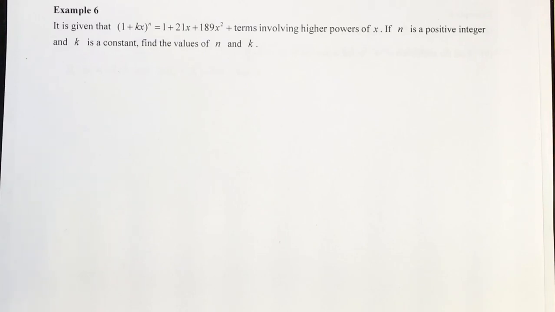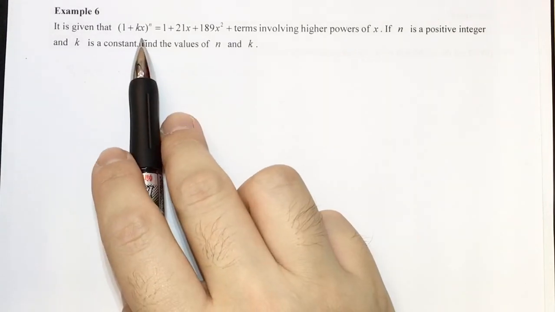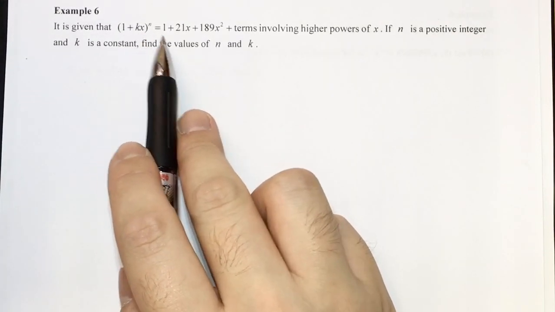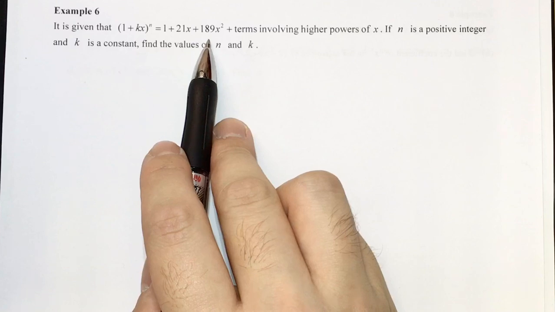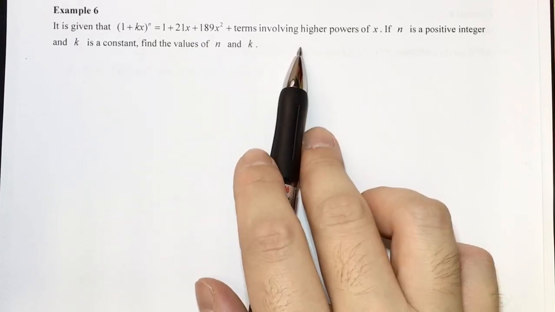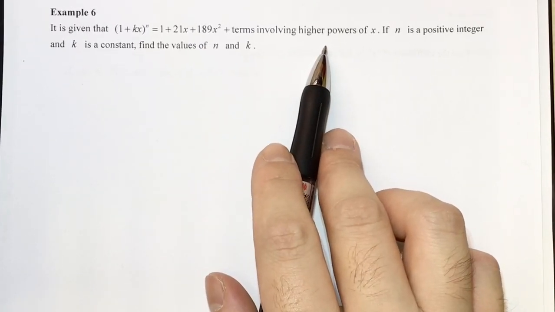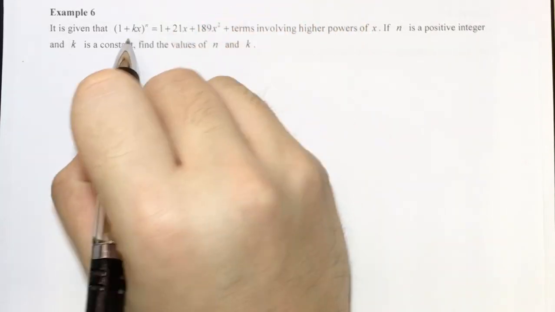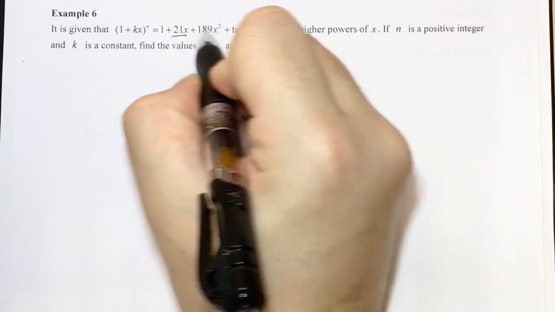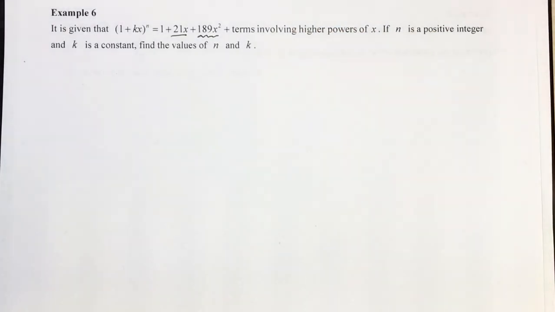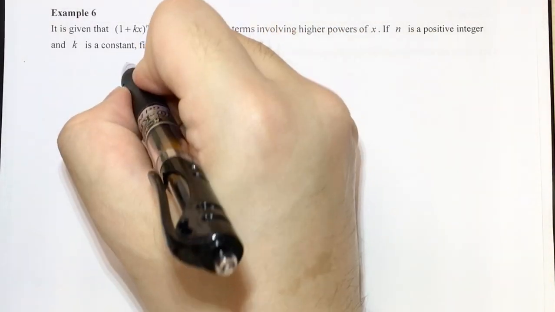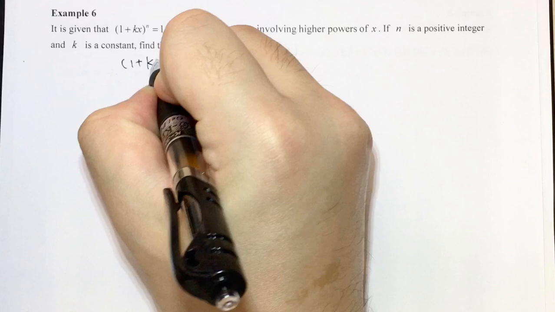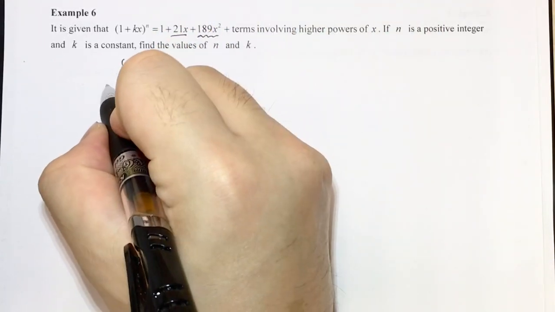Hello everyone. In this video, I'm going to show you some more examples related to the binomial theorem. In this question, the expansion of this is 1 plus 21x plus 189x squared plus the terms with higher powers of x. That means we just need to expand the bracket up to x squared. And now, let us expand it by using the binomial theorem.